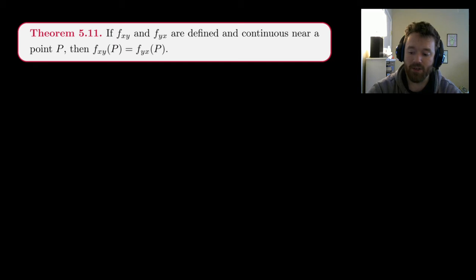In the previous slide, we saw an example that showed us, at least in this example, that fxy and fyx were both 2x cosine y, that they were equal. And it turns out, this is called Clairaut's theorem, that if fxy and fyx are defined and continuous near a point, then they're equal. So it turns out that fxy at P and fyx at P are both the same. So why is this a useful thing to know?